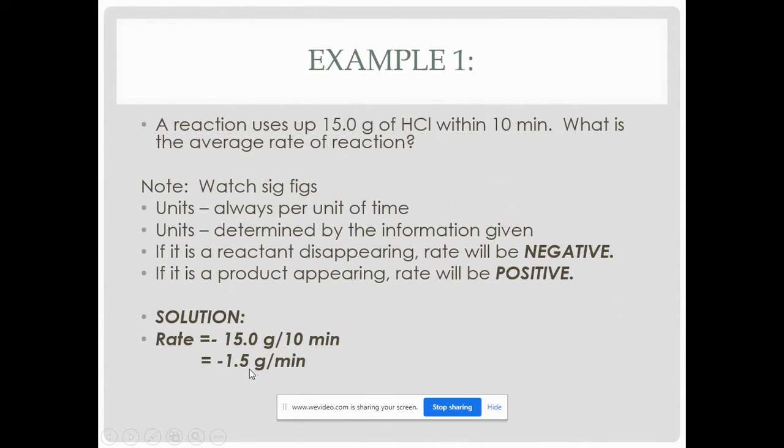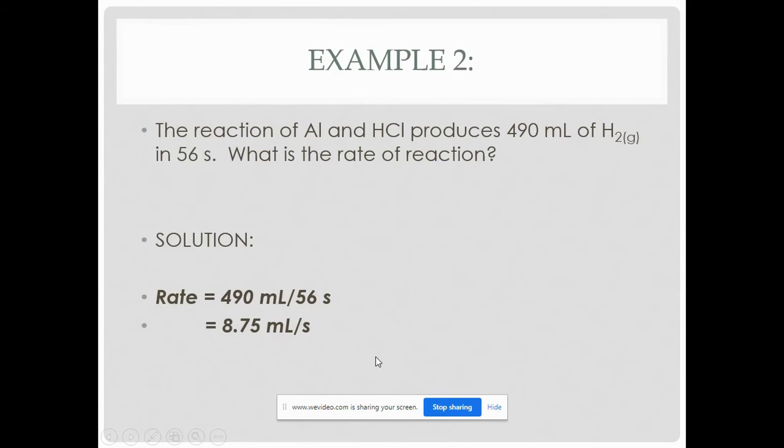To make this accurate, sig figs is 2 sig figs. Okay, example number 2. The reaction of aluminum and hydrochloric acid produces 490 milliliters of hydrogen gas in 56 seconds. What is the rate of the reaction?